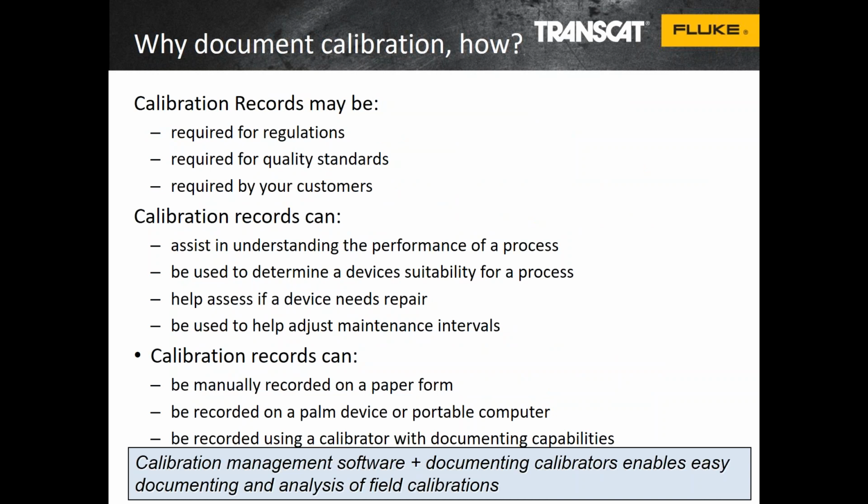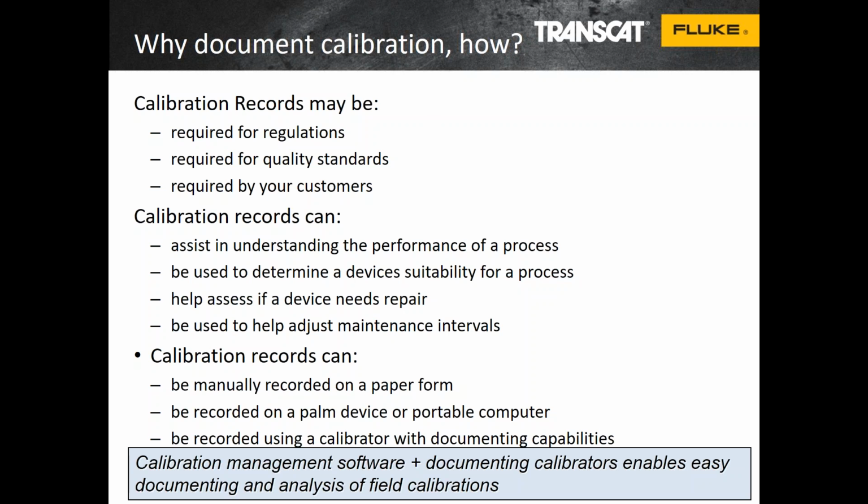So why document calibration and how? Calibration records may be required for regulatory oversight. They may be required for quality standards. They may be required by the customers of your products that you manufacture. These records can assist in understanding the performance of a process. They can be used to determine a device's suitability for a process. It helps assess if a device is in need of repair. For example, if it's repeatedly out of tolerance when it's tested, that may indicate that it either needs repair or replacement.